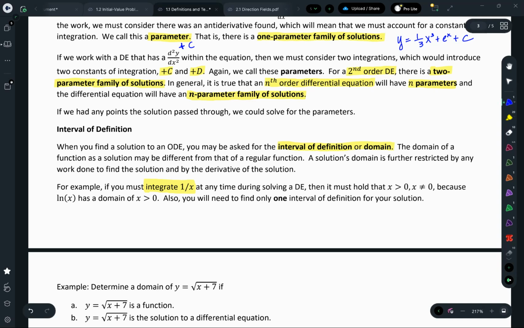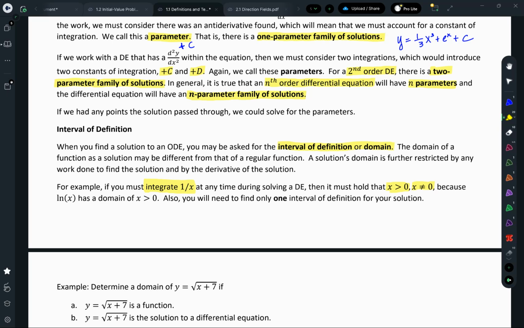And so in the methods that we use, we often end up dropping that absolute value symbol. And then we have to put in this, x is greater than 0, strictly greater than 0. We cannot have x equal to 0. And the reason that is our domain is because the natural log of x has a domain of x greater than 0, okay?